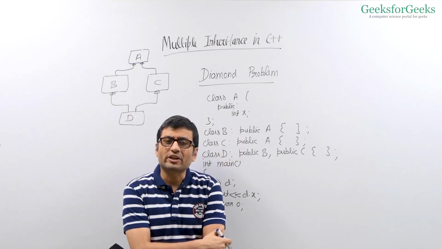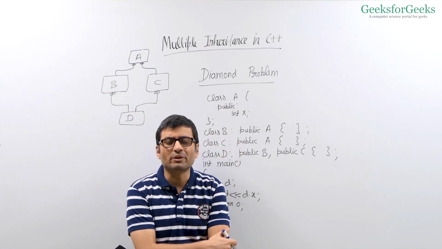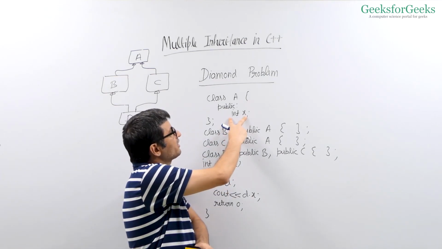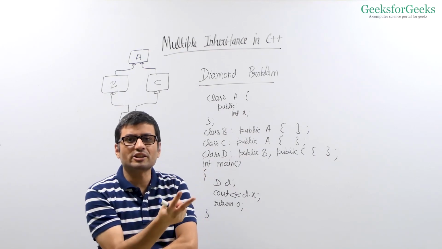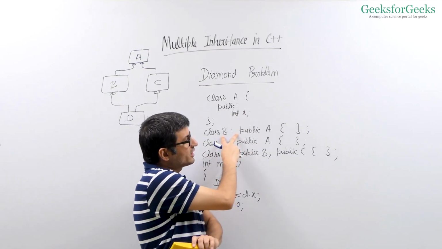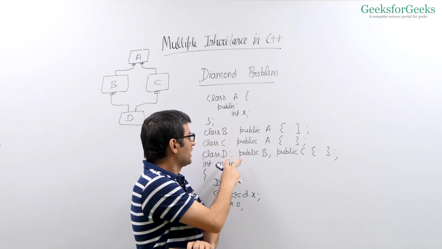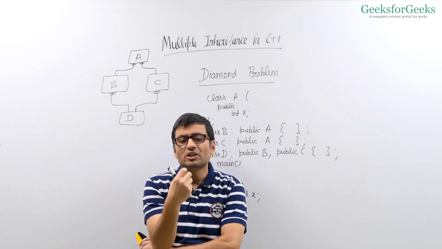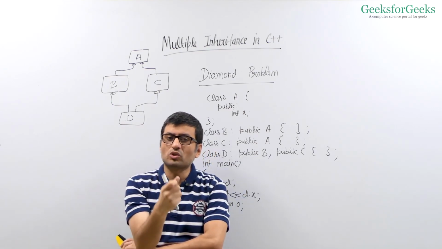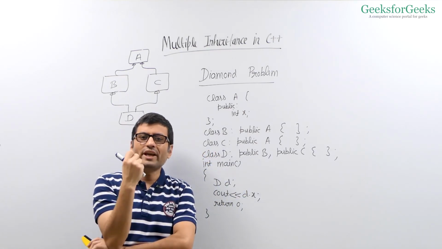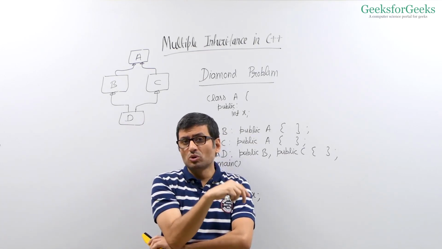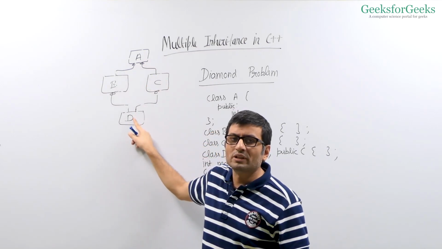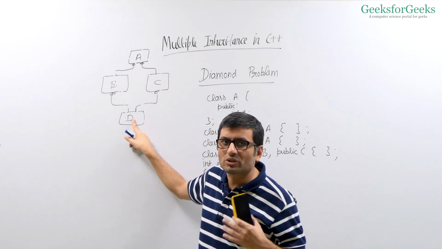In fact, you can try putting some cout statements in the constructors of these classes. If you put a constructor in A with a cout statement, A's constructor called, and if you put a constructor in B, in C and in D, you will see that when you create an object of D, you will get A's constructor called two times. Why? Because A is inherited through two paths. A is inherited through this, A is inherited through this. And all the members get two copies in an object of D.